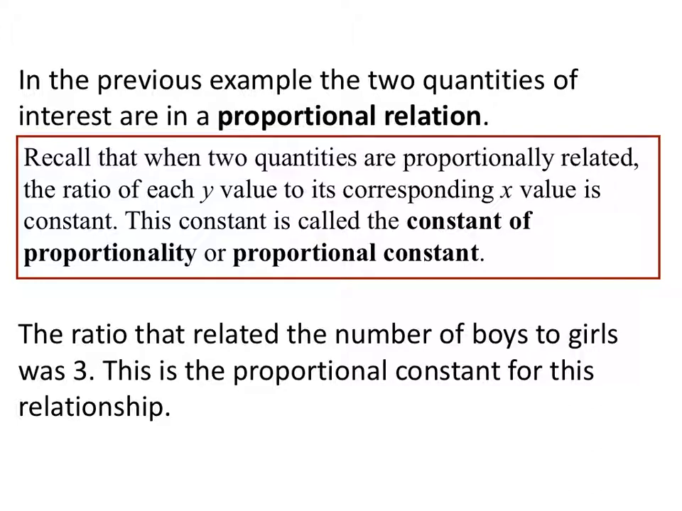In the previous example, the two quantities of interest are in a proportional relation. Recall that when two quantities are proportionally related, the ratio of each y value to its corresponding x value is constant. This constant is called the constant of proportionality, or proportional constant. The ratio that related the number of boys to girls was 3, and that was the proportional constant for that relationship.